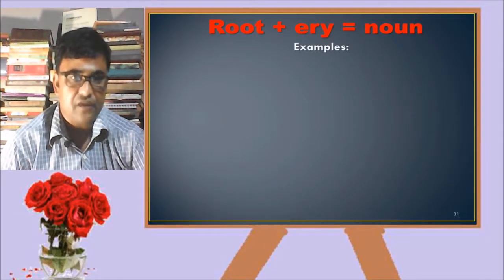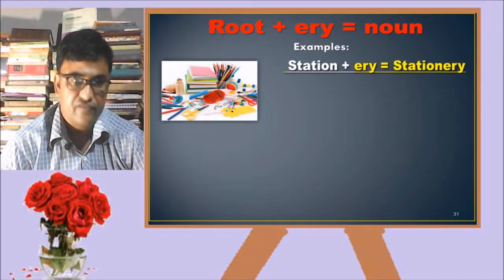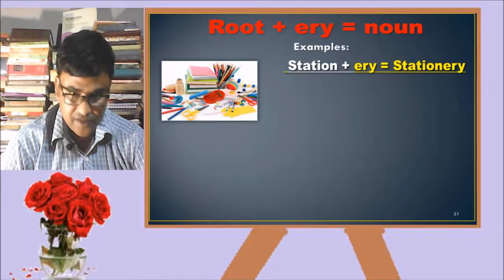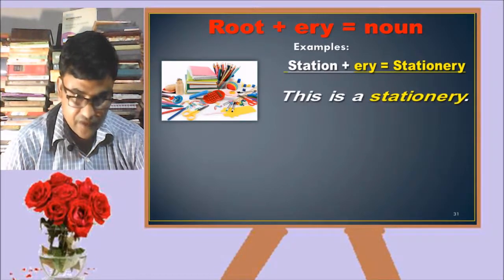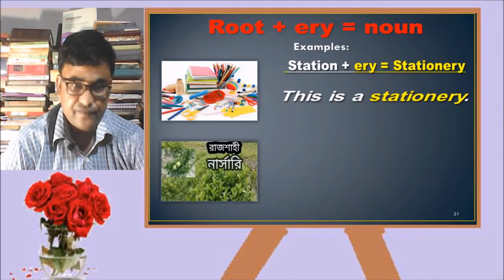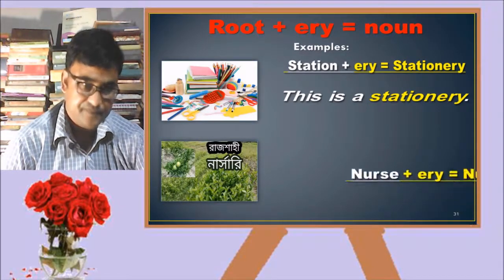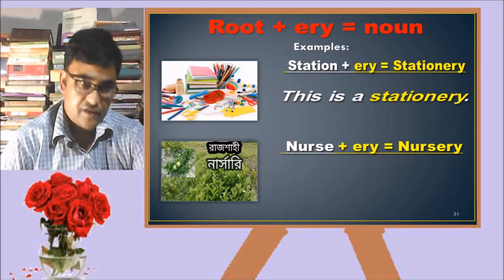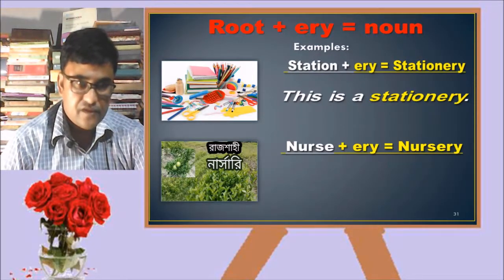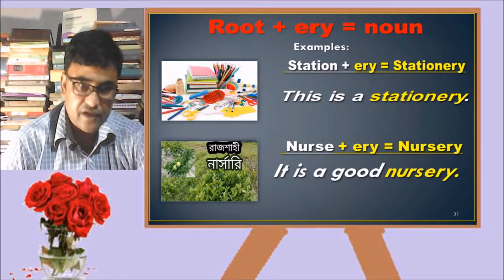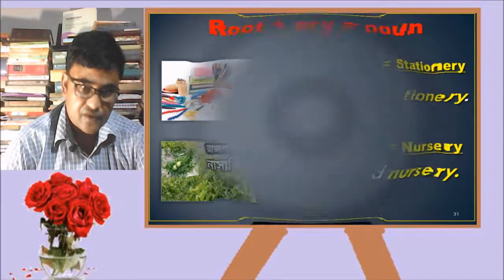Root plus ERY equal noun. Examples. First, look at the picture. Station plus ERY equal stationery. This is a stationery. What is this? This is a nursery, also Rajshahi nursery. It's our district nursery also. Nurse plus ERY equal nursery. It is a good nursery. Go to the next slide.